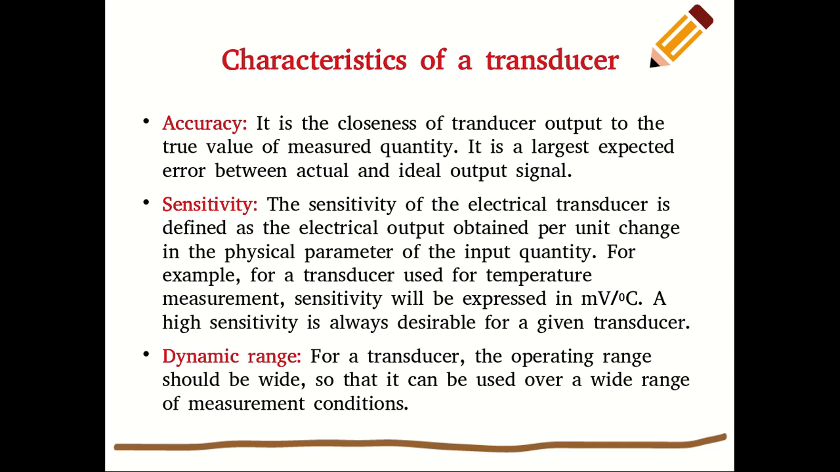Now let us see what are the characteristics of a transducer. The very first characteristic which is considered while selecting a transducer is accuracy. Accuracy is the closeness of transducer's output to the true value of measured quantity. So a transducer should be a highly accurate one. It is the largest expected error between actual and ideal output signal.